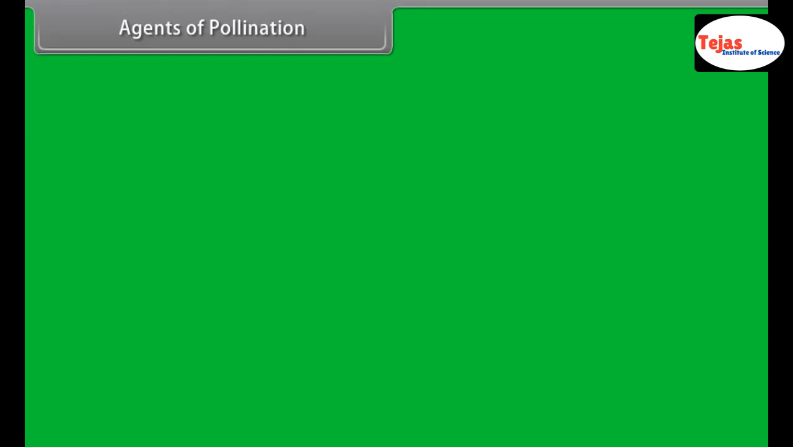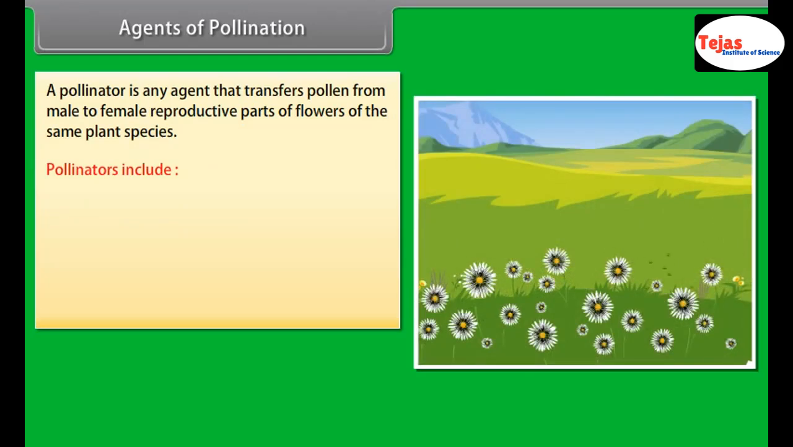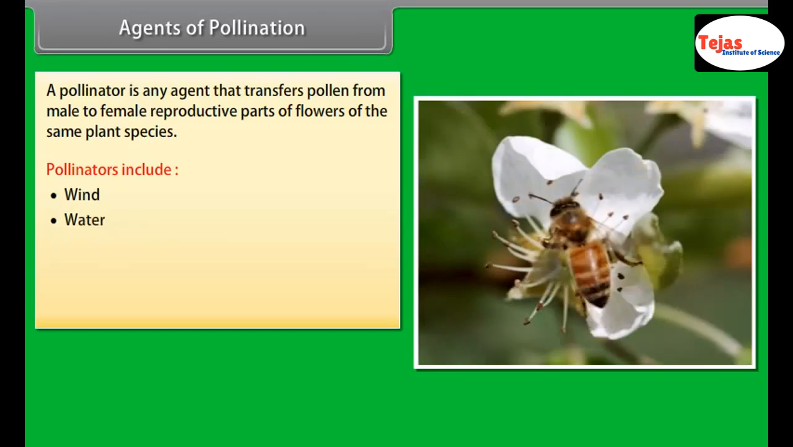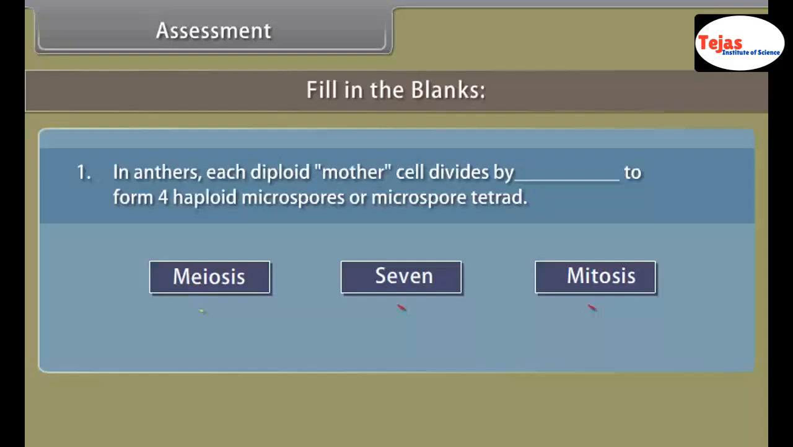Agents of pollination. A pollinator is any agent that transfers pollen from male to female reproductive parts of flowers of the same plant species. Pollinators include wind, water, insects like moth, butterfly, fly, bees, beetles, bats, birds, and other animals. The picture represents co-evolution of the hummingbird's long, narrow beak with long, narrow floral tubes to aid in pollination.